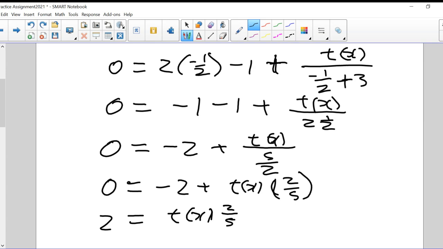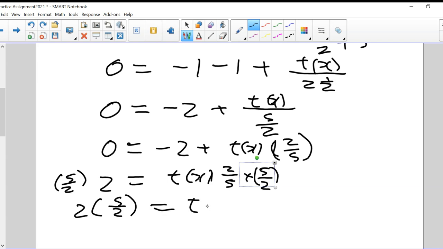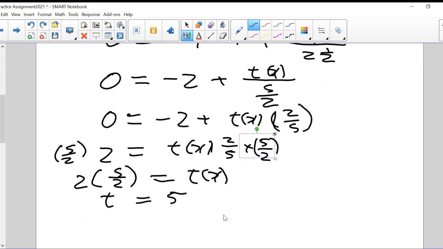And now we have to take this and flip it again to multiply the two sides by the reciprocal of 5 over 2. So it means that 2 times 5 over 2, and I'm flipping it again, just so you know, because I'm multiplying this side by 5 over 2, and I'm multiplying this side by 5 over 2. Multiplying both sides by the same thing. The reason I chose 5 over 2 is because multiplying this side by 5 over 2 gives me 1, so it really just leaves t of x. So guess what? T of x is equal to 5. Wow. I think we just nailed what t of x is. T of x is just a constant. It's just 5.